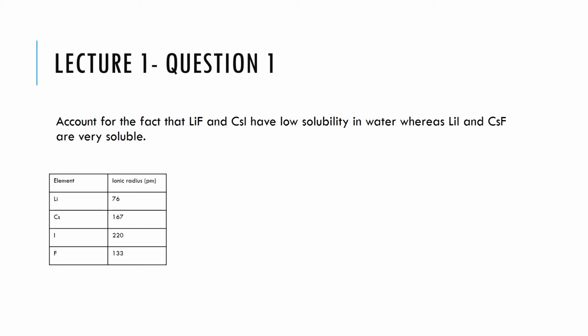So we'll start with the very first question then. Question 1 from lecture 1, and a couple of you have asked for answers for these questions because you found them tricky. Account for the fact that lithium fluoride and cesium iodide have low solubility in water, whereas lithium iodide and cesium fluoride are very soluble. And you are given the element along with its ionic radius. So you know straight away, just from looking at that question, that it's related to the size of the ions present in the salt. So we are looking at group 1 metal salts here.